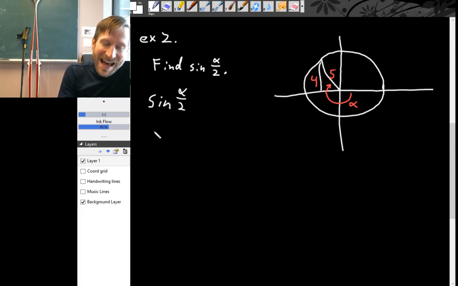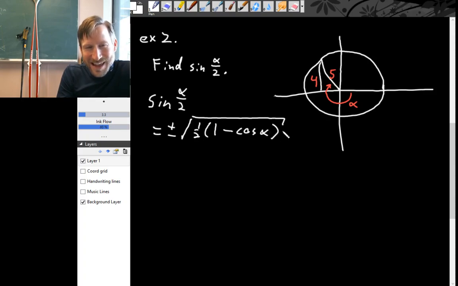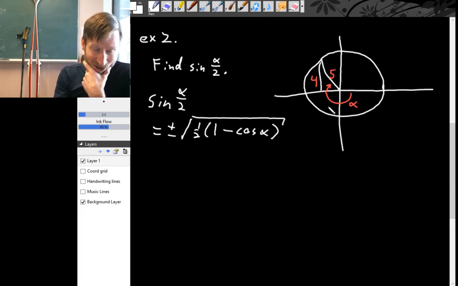Of course, the half-angle identity for sine will let us do exactly that. So it's plus or minus the square root of 1/2 times 1 minus cosine of alpha. So there's the half-angle identity for sine. And since it has cosine of alpha in it, we're going to have to figure out the cosine of alpha instead of the sine of alpha.